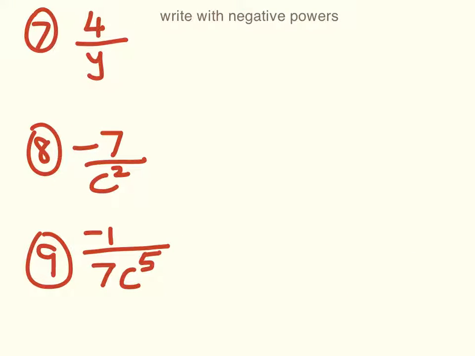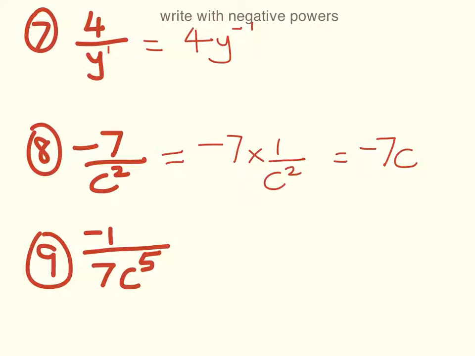Right, so let's practice writing these with negative powers. First one, well, we can put an invisible 1 in here. So the first one is 4y to the negative 1. The next one is equal to, we can think of it as negative 7 times 1 over c squared, right, which is just negative 7c to the power of negative 2.